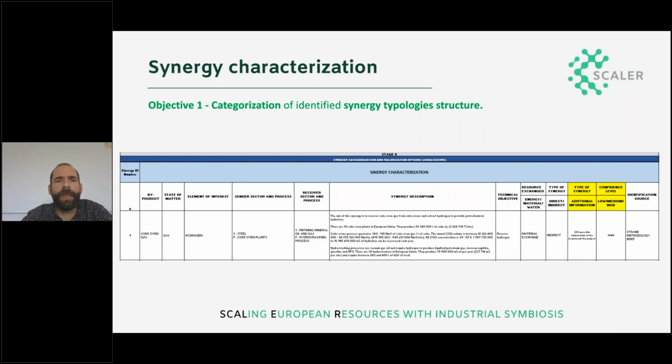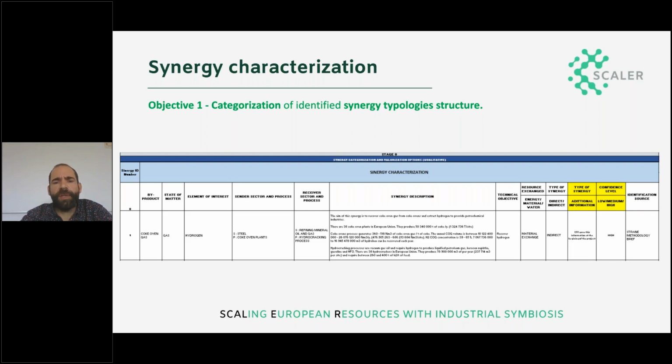So the first step that we did here on the technology database definition, we divided on three main blocks of information. So first of all, we need to categorize these synergies typology structure, and we created the first block of synergy characterization. The main objective was to make it clear to each synergy which was the byproduct, the state of matter involved, which was the element of interest that sometimes is associated to the surplus that we are considering. We define the sender sector and process, as well as the receiving sector and processes.